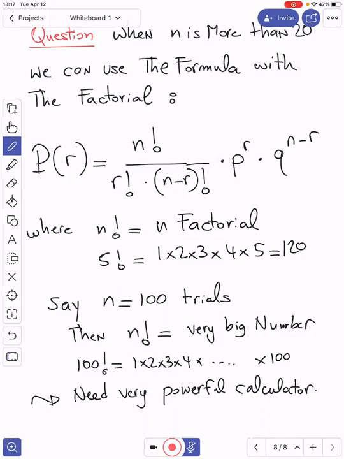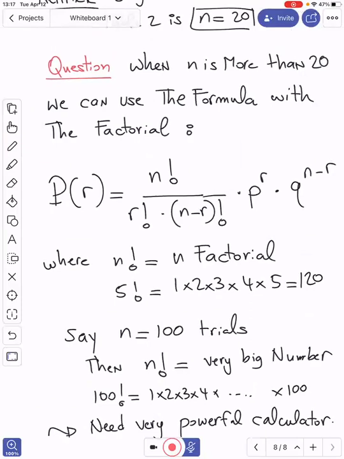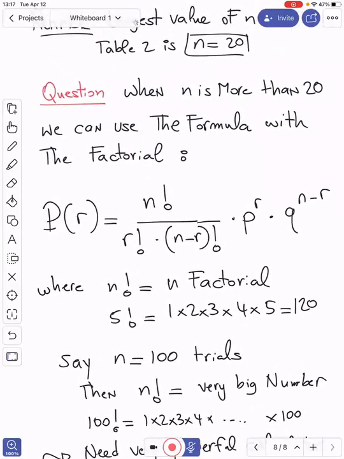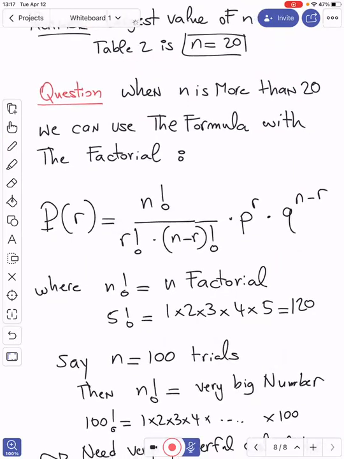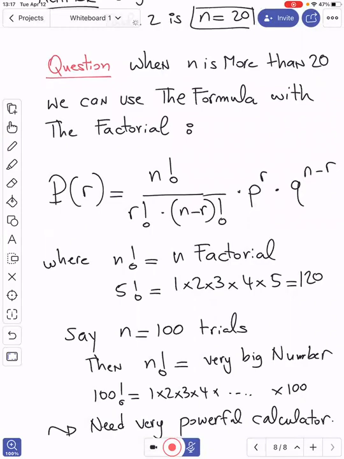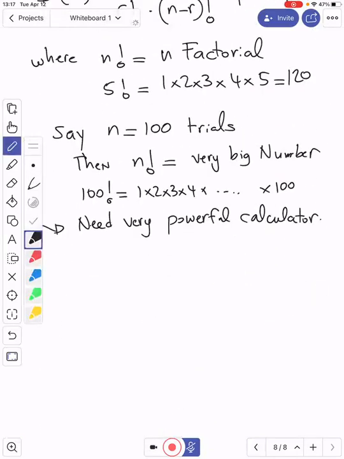Well, there is another way to compute this probability of R successes when, for example, the number of trials is 100. Instead of using this formula, which requires a very powerful calculator, we can use the following theorem. It turns out that we can approximate a binomial distribution using a normal distribution.